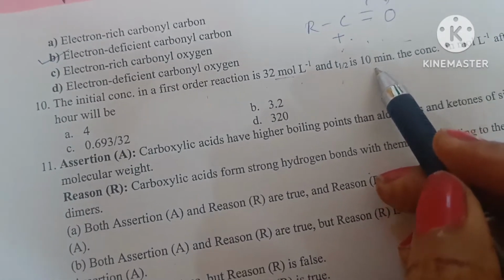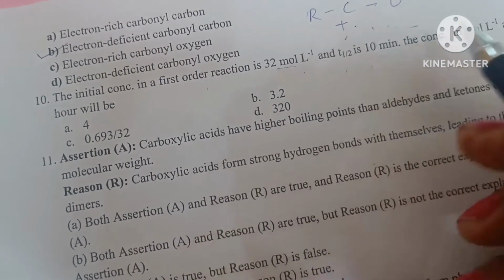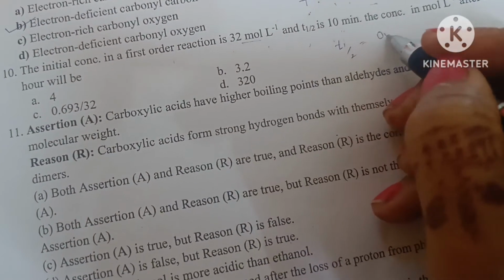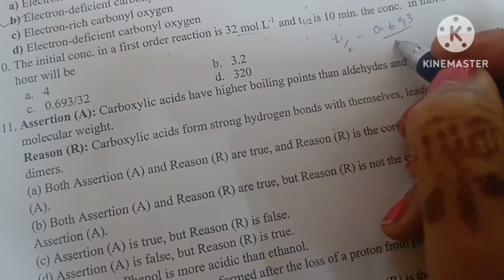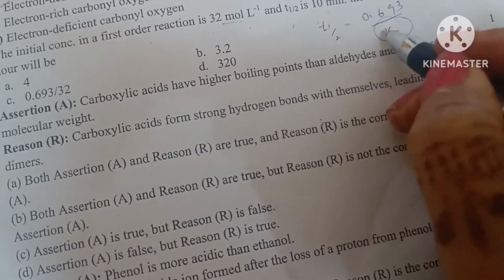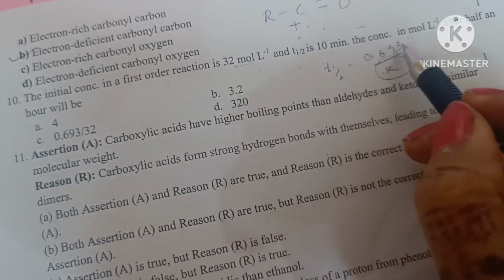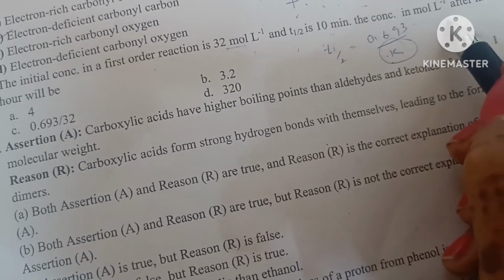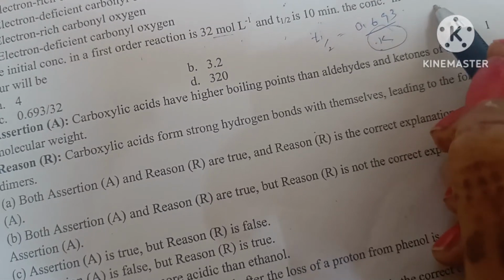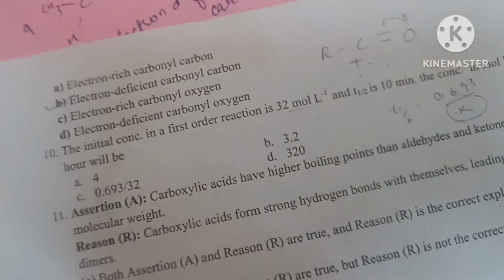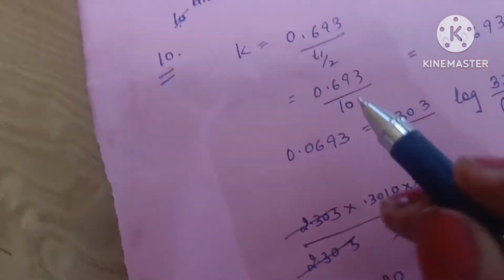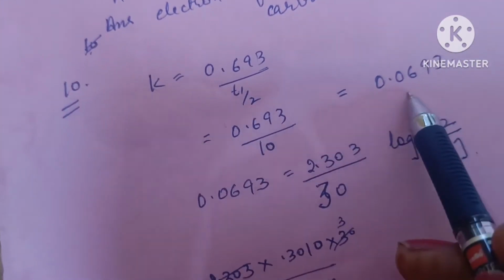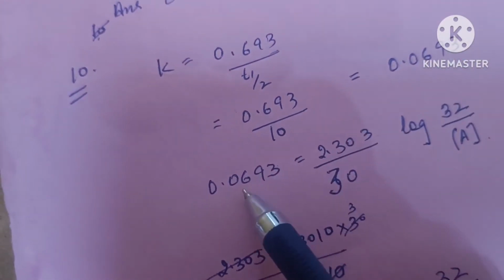Initial concentration in a first order reaction is 32 mole per liter and T half is 10 minutes. So using T half equation, T half is equal to 0.693 upon K, हम K निकाल लेंगे और concentration को first order equation को यूज करके, इंटीग्रेटेड इक्वेशन को यूज करके निकाल सकते हैं. So let us solve. 0.693 upon T half becomes 0.0693.